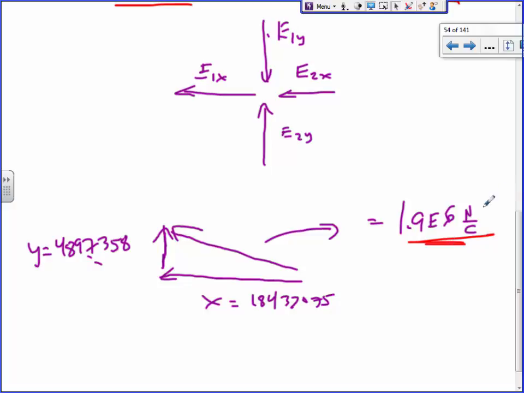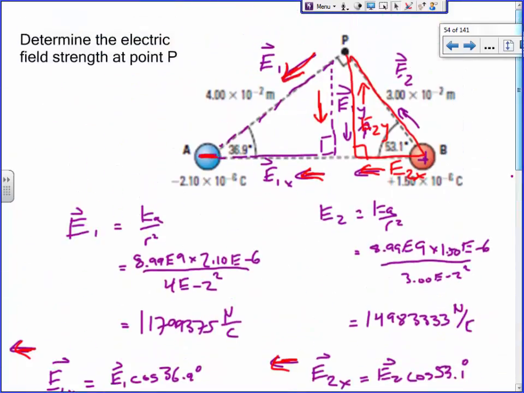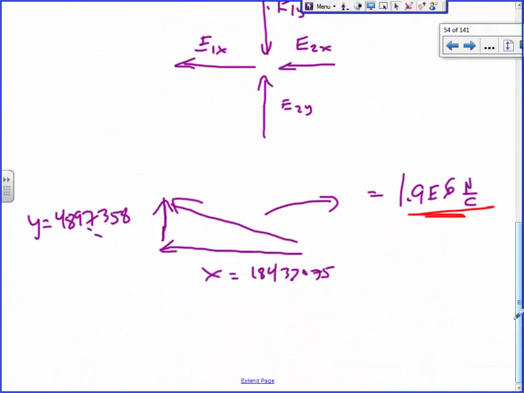Do I get 3 sig digs? I get 3 sig digs. Thanks, guys. Good catch. 1, 2, 3, 4, 5. No, 7. I can't even write it. Okay. 1.91 times 10 to the 7 newtons per coulomb.